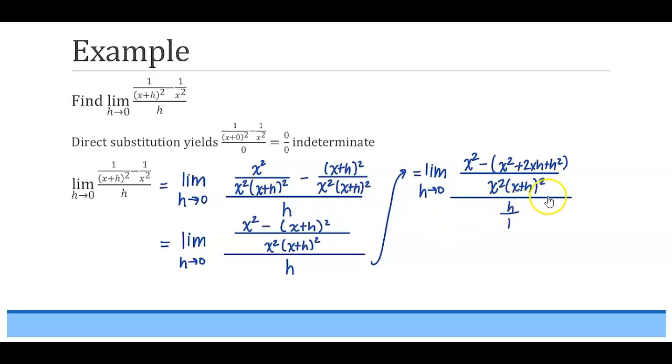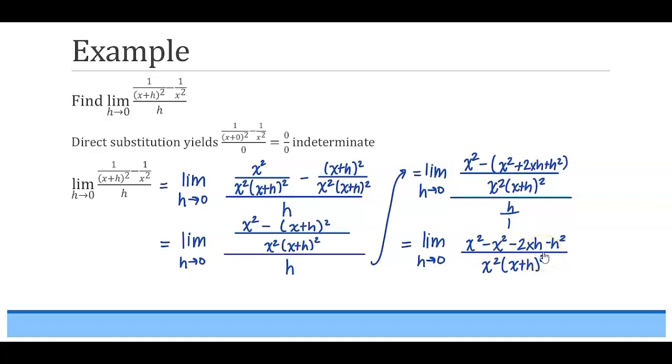And I'm writing it as divided by h over 1 because the next step is going to be to multiply by the reciprocal as well as distribute the negative into the binomial that I just expanded. So where we're at here is we have the limit as h approaches 0 of x squared in the numerator minus x squared minus 2xh minus h squared over x squared times the quantity x plus h squared.